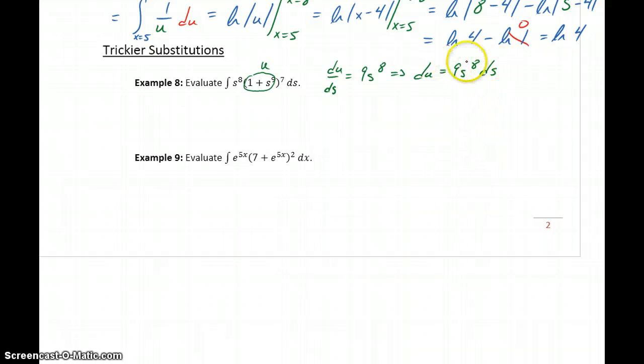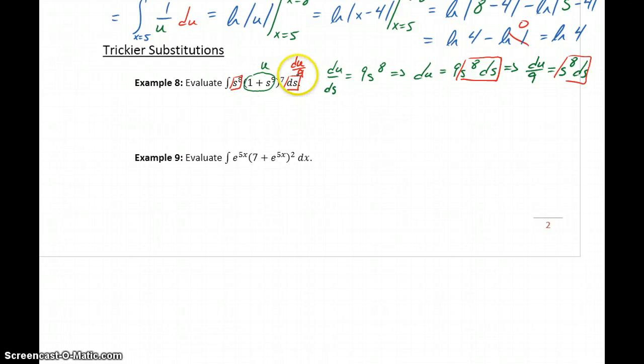So if we look at the expression that we have here and the original problem, we see that we have the s to the eighth and we have ds. So for du, we can only swap in for this chunk. So we have to do something with this 9 because the 9 isn't anywhere in this original problem. So what we'll do is divide that 9 over to the other side to get du over 9 equals s to the 8 ds. So now we have s to the 8 and ds, and we can swap those with du over 9.